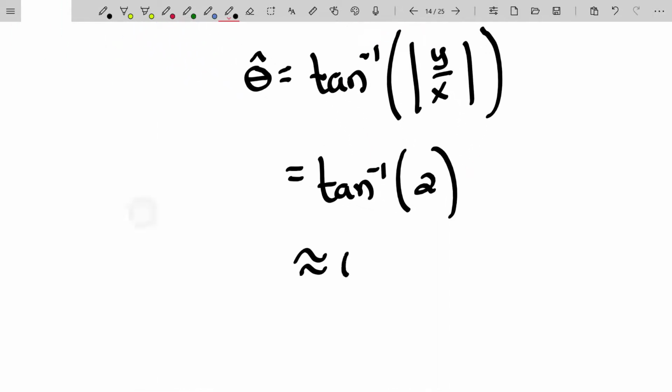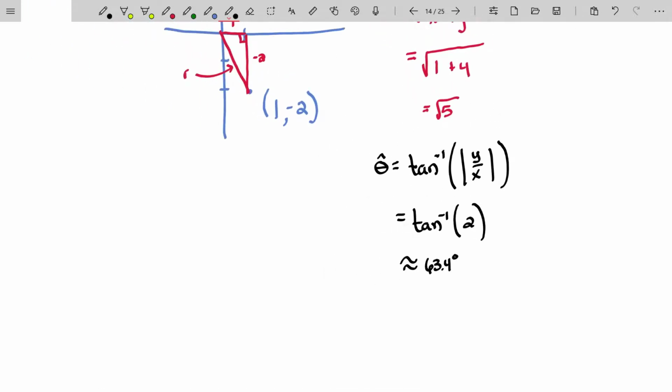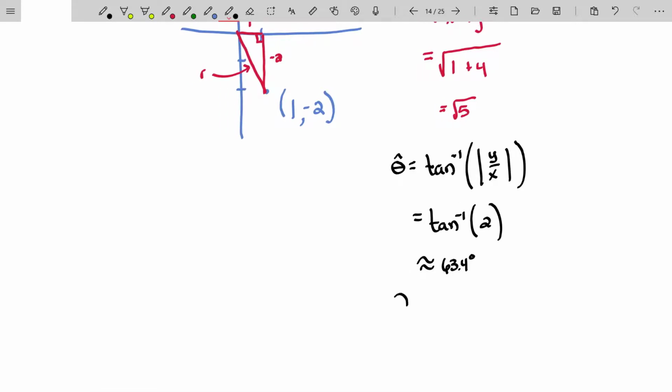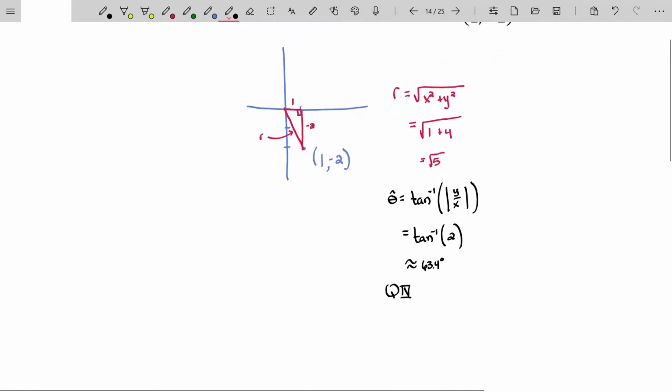Again, be very cognizant that your professor might require your answers in radians. So just read the instructions for the problems when you're doing them. Make sure you're in the right angle measure. All right, that's our reference angle, but we're in quadrant 4. So we need to adjust that angle.